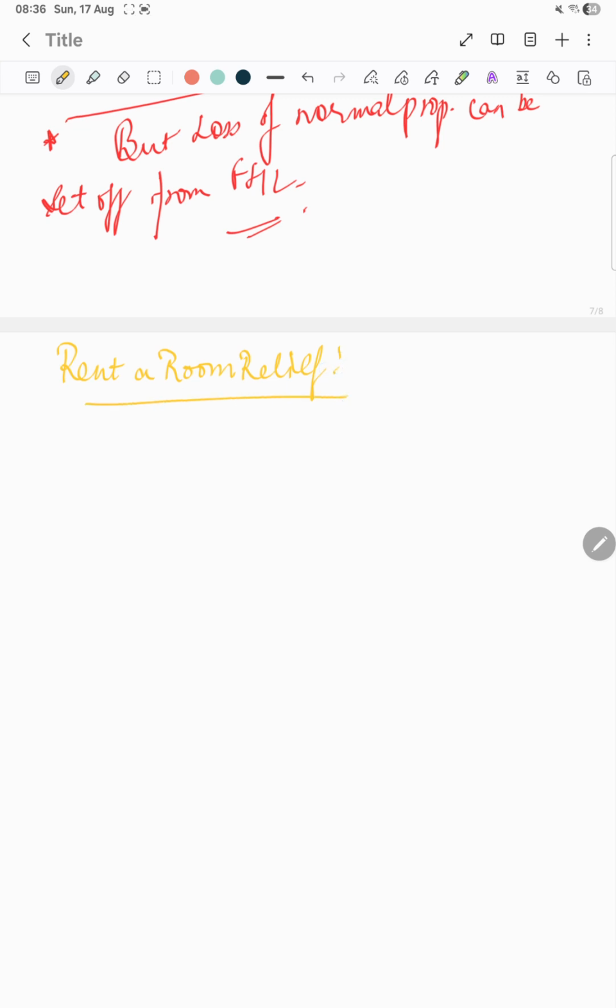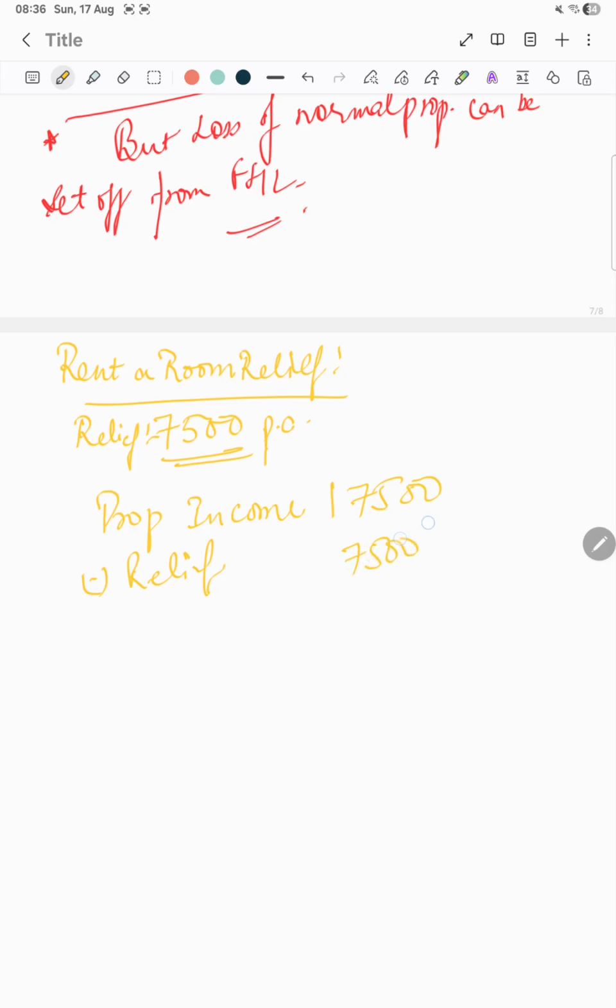A landlord has one room in his house vacant and wants to let it out. That's simple: 7,500 relief is available from that property. Your property income, let's say 17,500 per annum, less relief, you simply deduct 7,500. You don't need to deduct any expenses here.